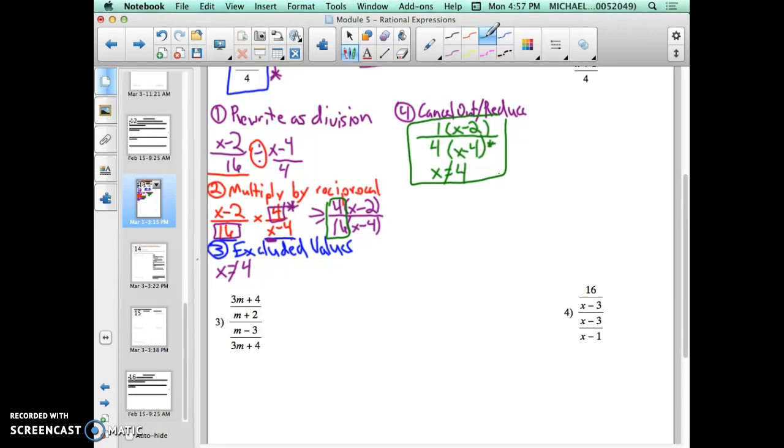So your final answer needs to include the simplified, or fully reduced, version and the excluded value. Step 4 will look different depending on the actual complex rational expression that's given, but you have to consider: are there whole numbers to reduce, or are there like factors that can cancel out?